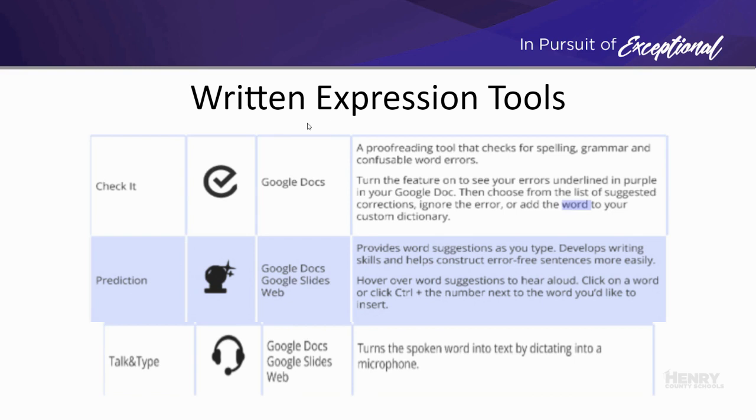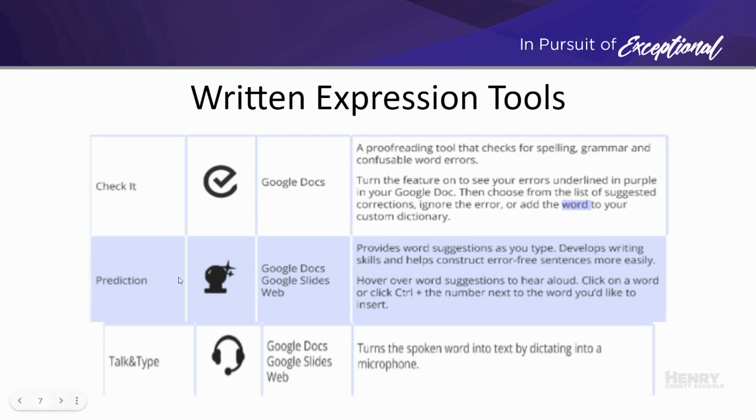Written expression tools that are available. One of the first ones you'll see on the toolbar is called Check It. If you highlight a piece of text, it's going to identify any grammatical errors that it sees, or misspelled words. And then you can go back and look at that to make edits as needed.